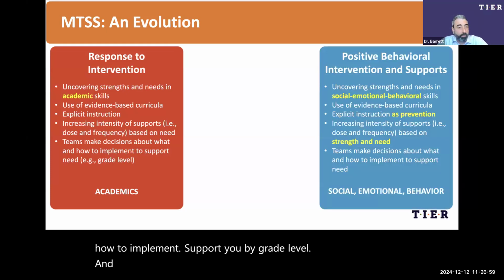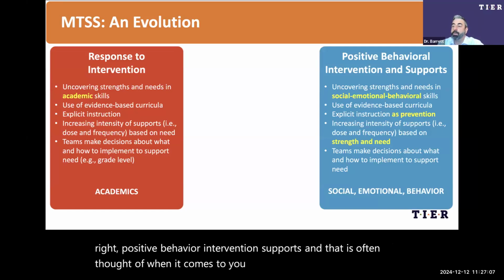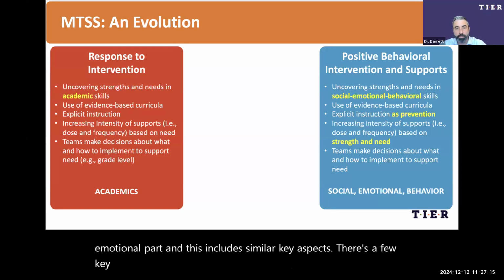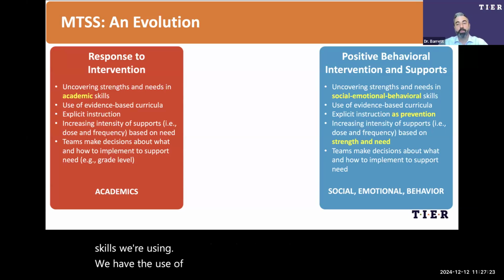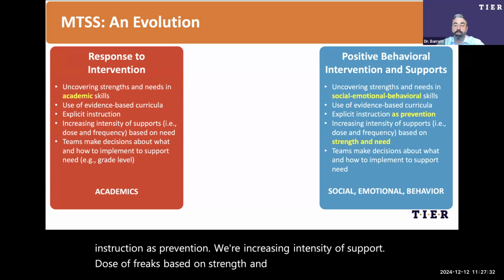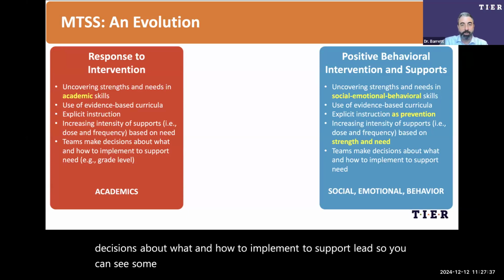And then, probably a lot of you have heard of PBIS, right? Positive Behavior Intervention Supports. That is often thought of when it comes to behavior, and the social part and the emotional part. This includes similar key aspects, with a few key exceptions that are highlighted in bold. Again, we're uncovering strengths and needs in social, emotional, behavioral skills. We have the use of evidence-based curricula. We have explicit instruction as prevention. We're increasing intensity of supports, dose and frequency, based on strength and need, and teams are making decisions about what and how to implement support. So you can see some similarities and some differences there.